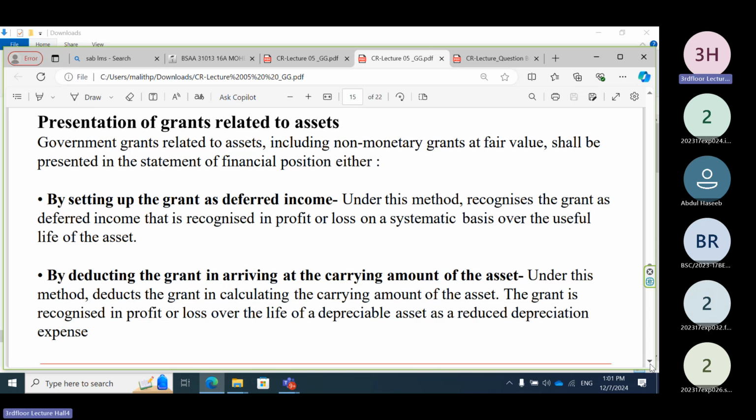By deducting the grant in arriving at the carrying amount of the asset: under this method, the grant is deducted in calculating the carrying amount of the asset. The grant is recognized in profit or loss over the life of the depreciable asset as a reduced depreciation expense. What do you mean by that?